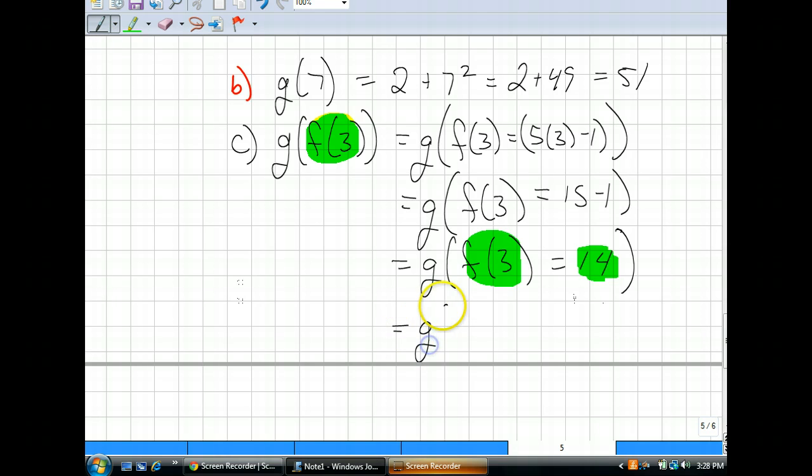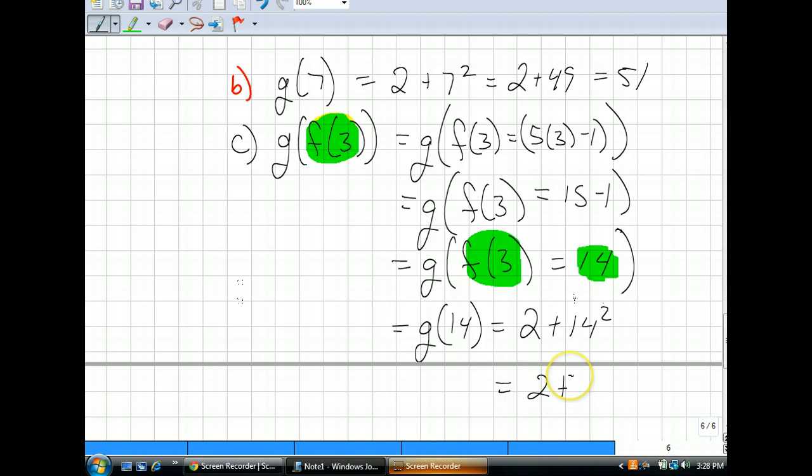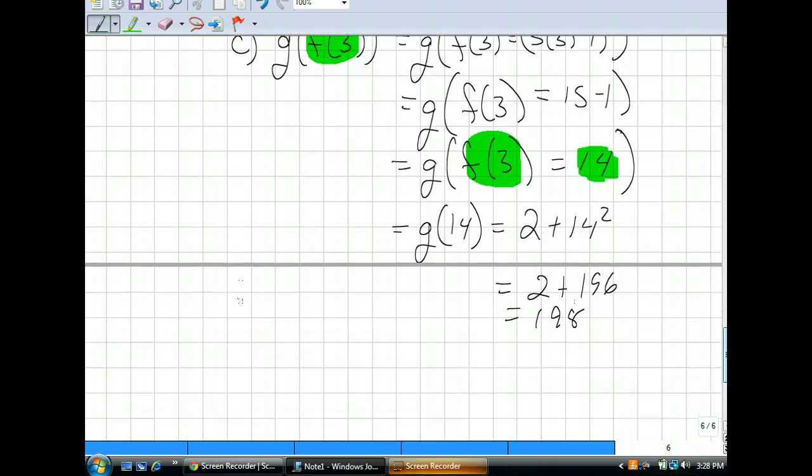So in place of this f of 3 right here, I can replace that with 14. So now I have g of 14. Now that says in the g function, wherever there's an x, put a 14 in its place. So we have 2 plus 14 squared, which is 2 plus 196, which gives us 198. So g of f of 3 is equal to 198. Okay? So that's what we call a composite function.